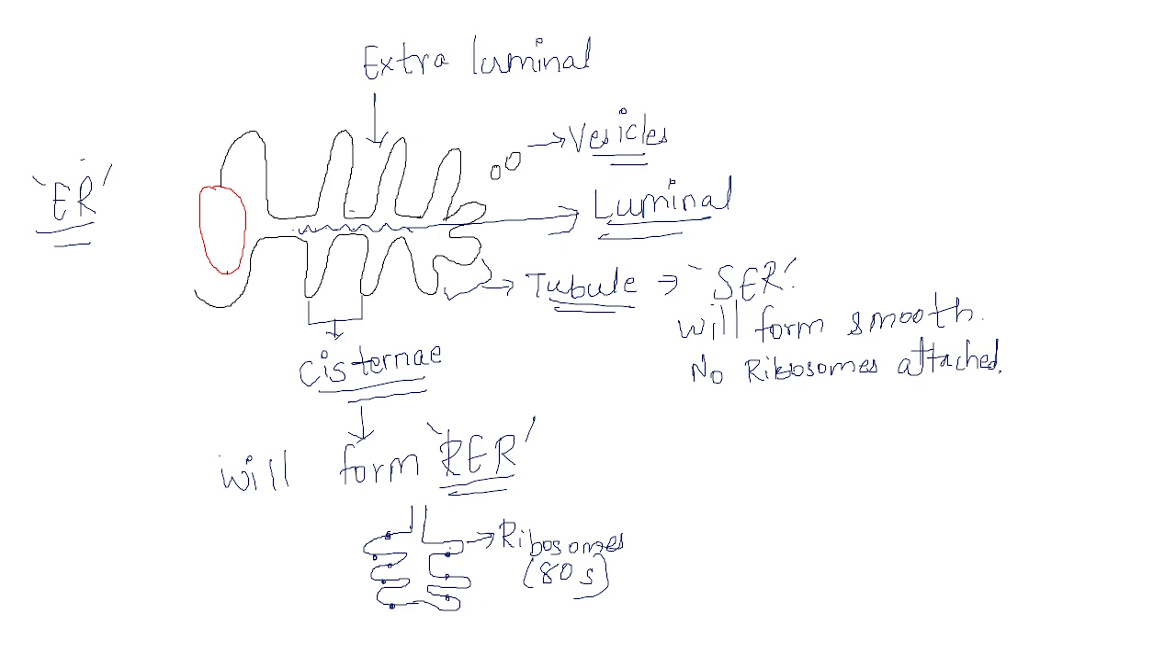What we saw now is the structure of the ER, right? The ER is arising from the nuclear membrane. The intercellular space between the ER is called the luminal space, and the space outside the ER, present in the cytoplasm, is called the extraluminal space. Now the ER has cisternae, vesicles and tubules. This cisternae will form the RER, that is the rough endoplasmic reticulum.